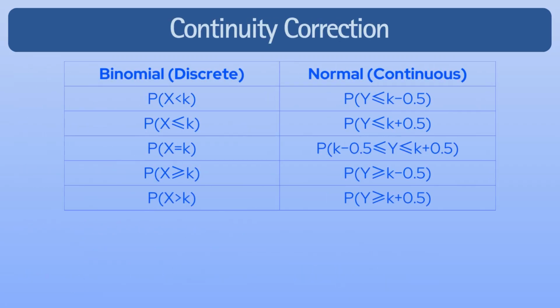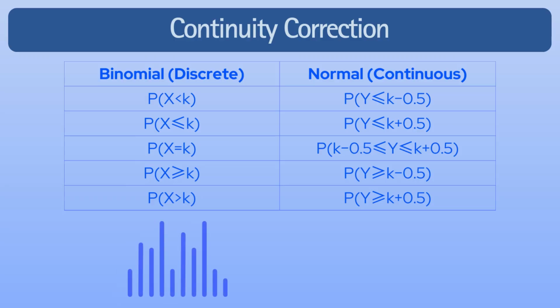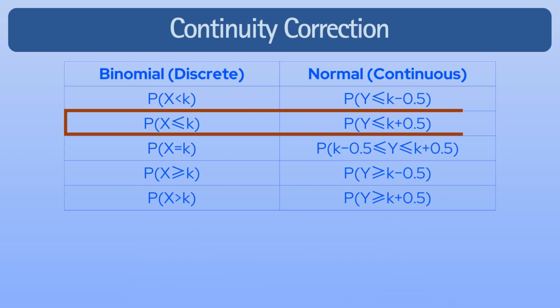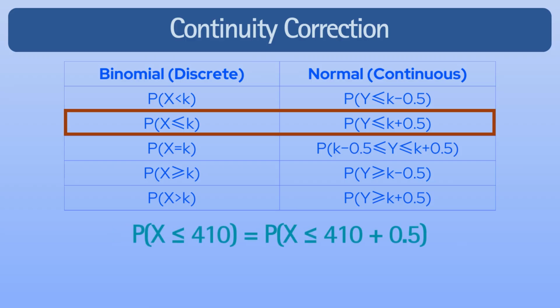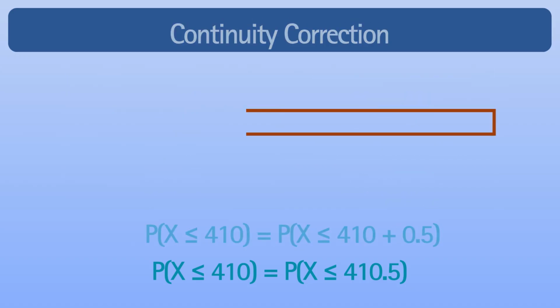Next, we apply the continuity correction. We do this because the original binomial distribution is discrete and we are approximating it with a continuous normal distribution. The correction bridges the gap between these two types of data. In this scenario, we are asked to find the probability of at most 410, so we will add 0.5 to our value, making our corrected value 410.5.